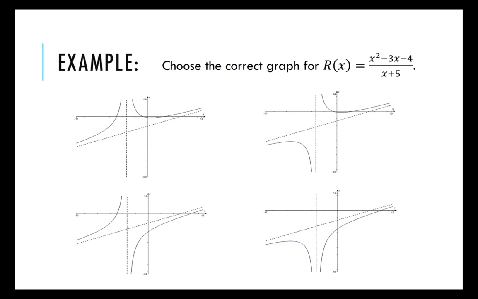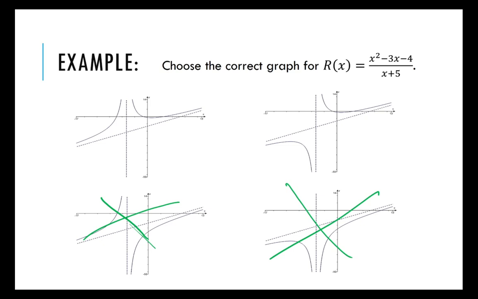So we know that the x-intercepts are 4 and negative 1. And so, with 4 and negative 1, at this point, I can rule out this one and this one. But then the top 2 are possibilities. All right, well, what else do we know?